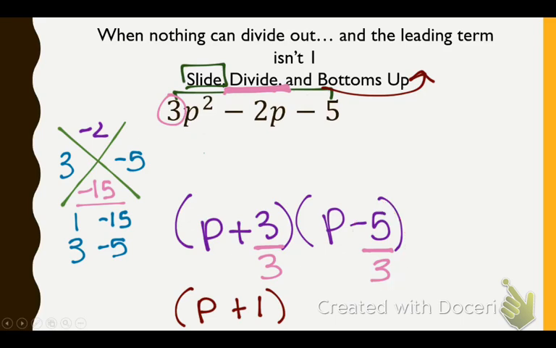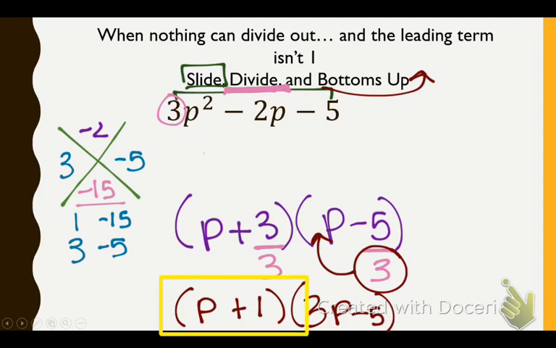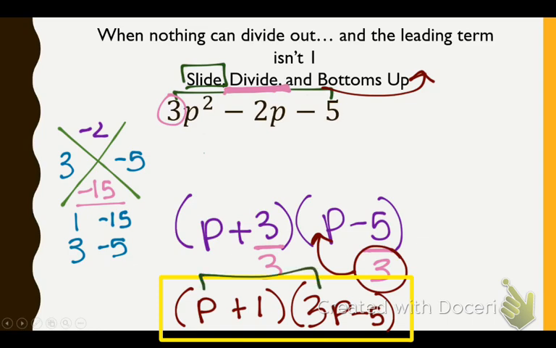5 over 3 can't be reduced. So you take the denominator and you bottoms up. You bring it to the front of that set of parentheses. And this would be your final answer. If you were to FOIL this, it's a lot better because p times 3p will get you 3p squared, like you need it to be.